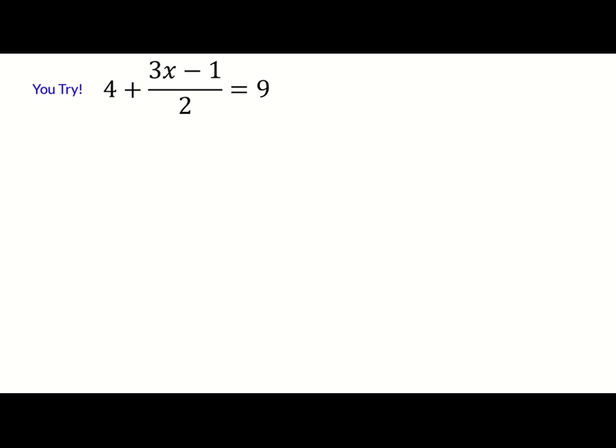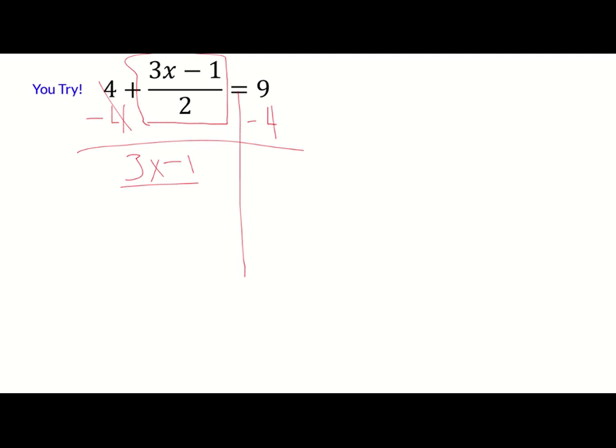The first step in this problem is to always isolate the variable. So we need to get the fraction part by itself because that is where the variable is located. By boxing in the fraction, I see that the only thing left on the left-hand side of the equals bar is a +4, and that is being added to the fraction. So I'm going to need to subtract the 4 on both sides. When I subtract 4, I'm left with 3x minus 1 divided by 2 equals 9 minus 4 is 5.